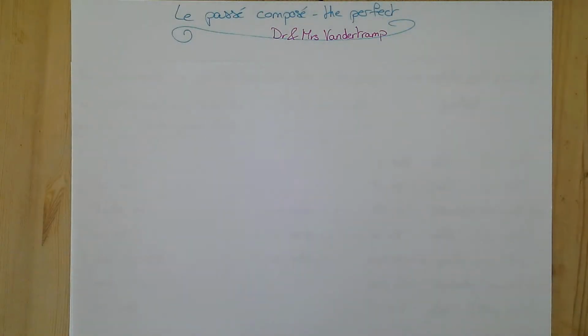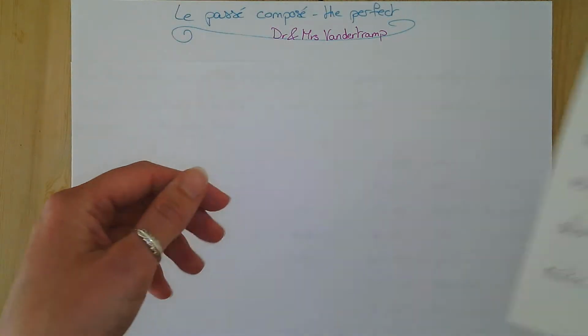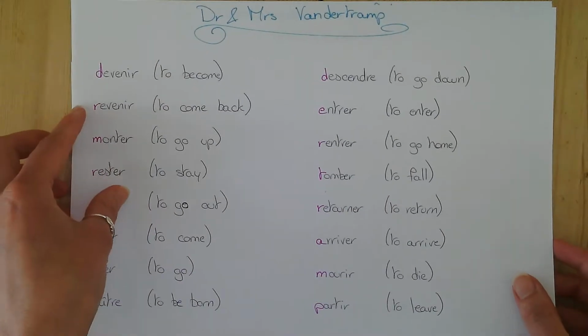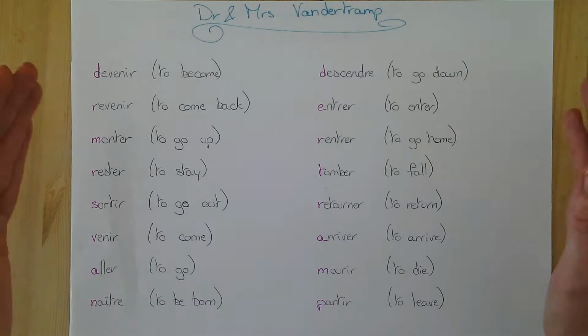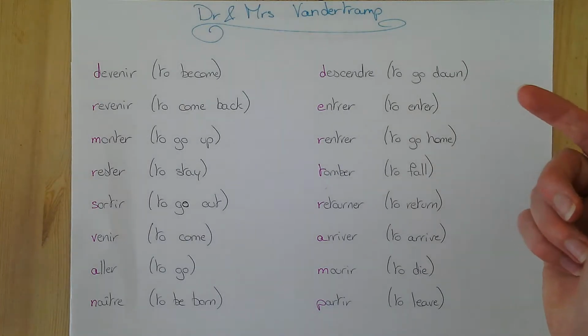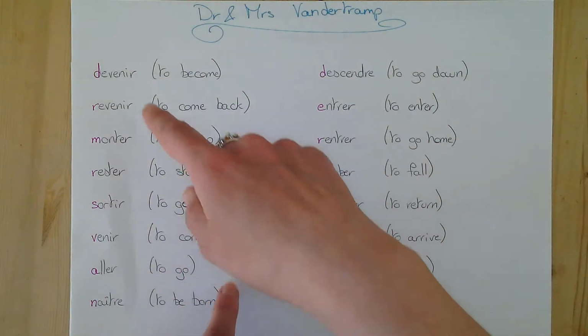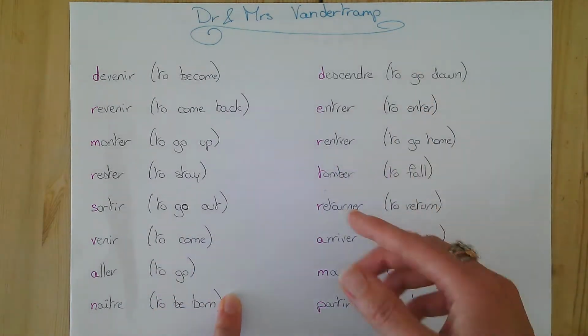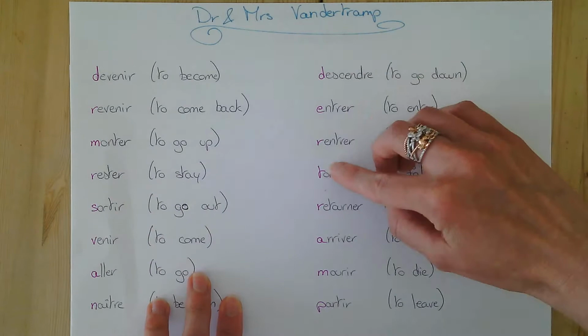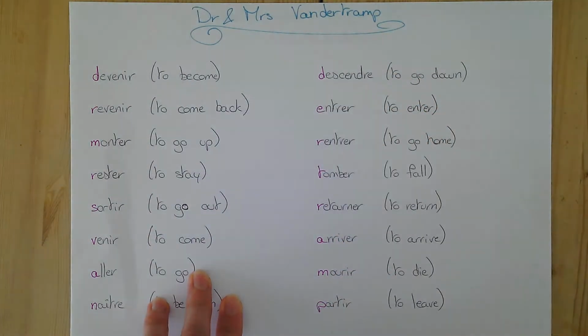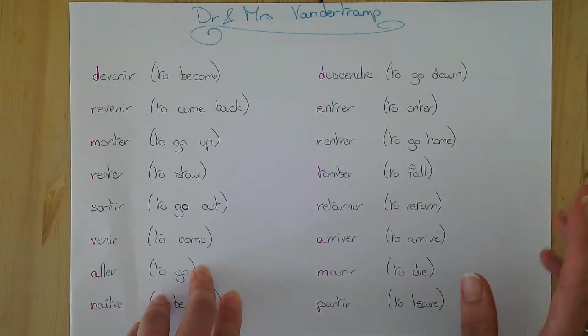But that list of Dr. and Mrs Vandertramp is a list of 16 verbs that won't follow the normal pattern. So here they are. We call them Dr. and Mrs Vandertramp just because if you put them in that order, that's what they spell: Dr., Mrs, Van, de, Trump. It's just a way to memorize them, and that's it.